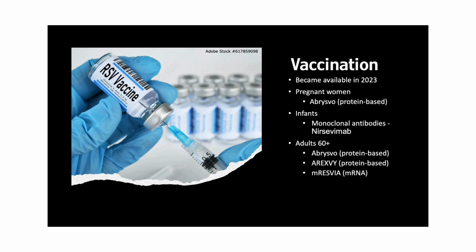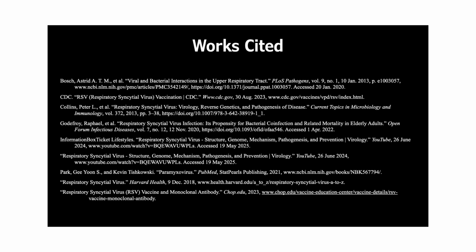Adults over age 60 are also eligible for the vaccine and have a couple of options available. Protein-based vaccines introduce the F protein into the body so that the immune system can learn to mount a defense against it. The mRNA vaccine instructs the body to produce the F protein rather than introducing it directly, so the immune system can learn to recognize and respond to it.